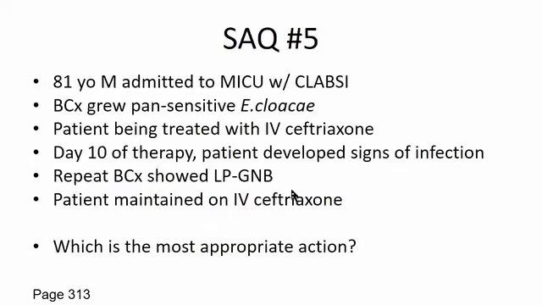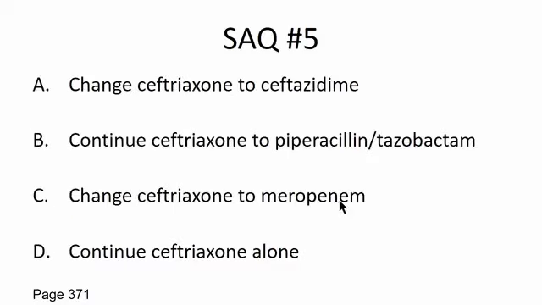All right, we'll move on to a self-assessment question, number 5. 81-year-old male admitted to the MICU with CLABSI. Blood culture is growing pan-sensitive Enterobacter cloacae. Patient is being treated with IV ceftriaxone. On day 10 of therapy, the patient develops signs of infection. Repeat blood cultures do show lactose-positive gram-negative rods, and the patient is being maintained on IV ceftriaxone. Right now, what is the most appropriate action? Is it A, to change to ceftazidime, B, to change to piperacillin tazobactam, C, to change to meropenem, or D, to continue ceftriaxone?